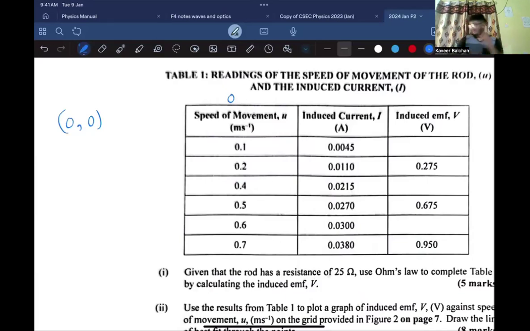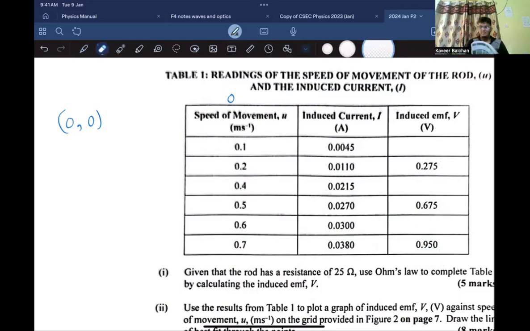Can we see that? If you look at 0.2, it was 0.275. And if you look at 0.7, it's 0.950. So the faster you move the rod, you'll experience a greater EMF. That is because the rate of change of magnetic flux is directly proportional to the EMF induced. If you're not moving the rod, you will not get a voltage.